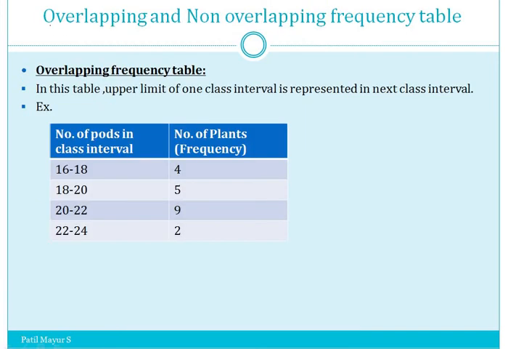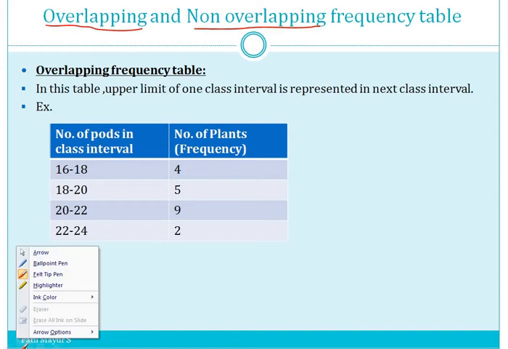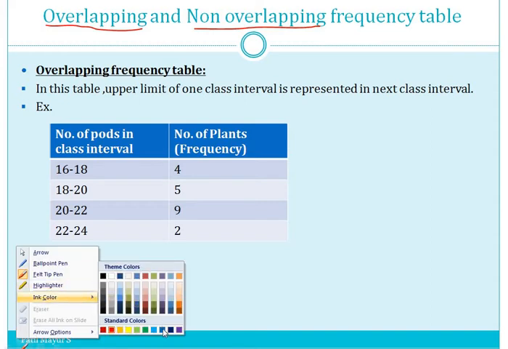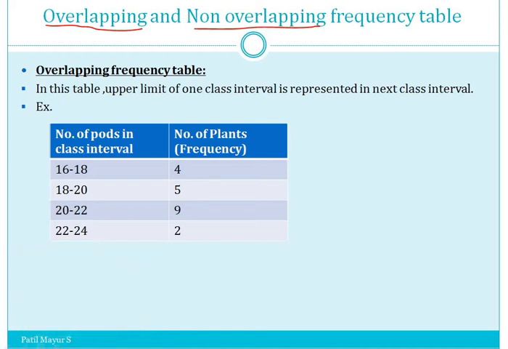We'll learn about overlapping and non-overlapping frequency tables. I will change the color of the marker; here we'll take yellow. I hope this is quite visible. There are two different types of frequency table. I have taken another example here.